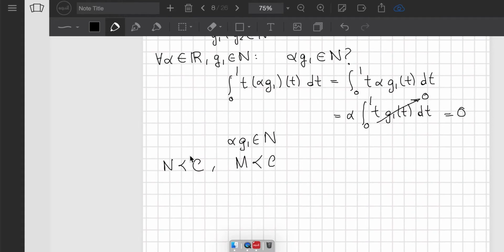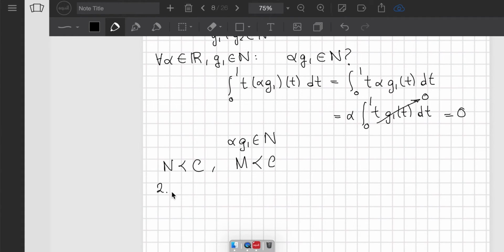Next step is showing that M intersection N only includes the zero function. Okay, so suppose there's a function f which belongs to both M and N. So it belongs to both M and N, so it belongs to their intersection, right?